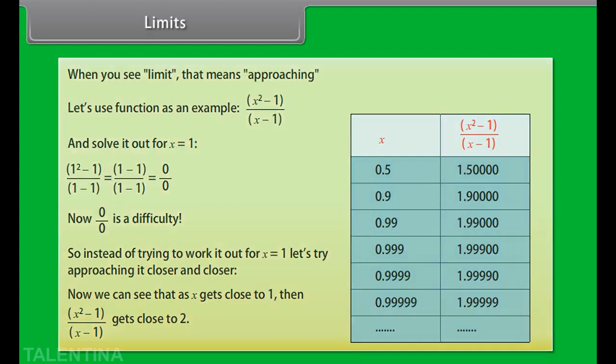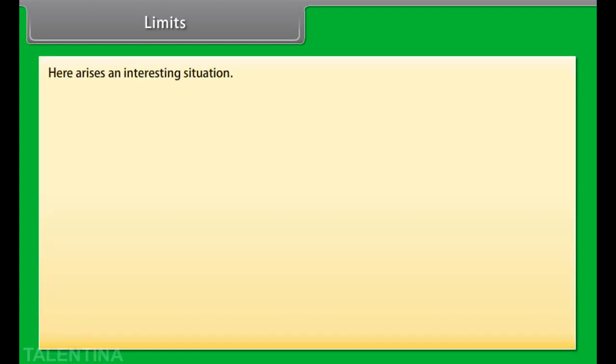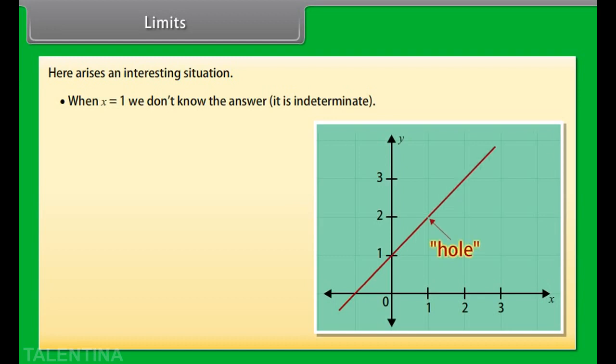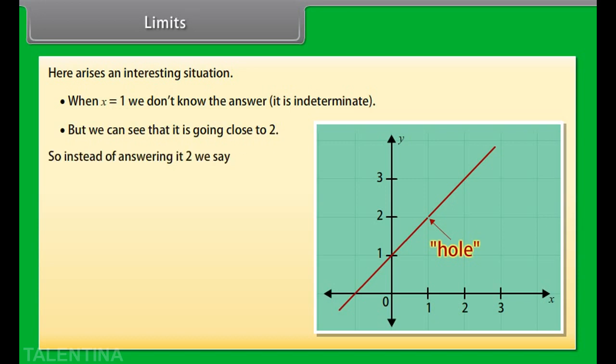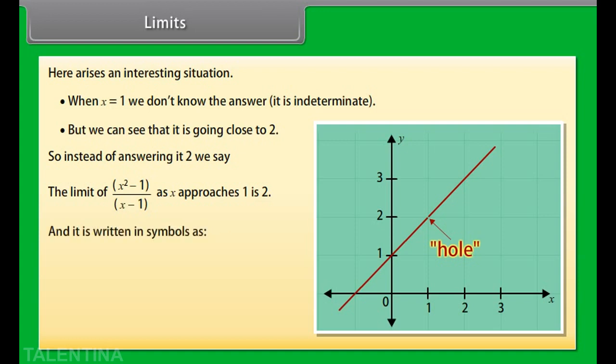Now we can see that as x gets closer to 1, (x square minus 1) by (x minus 1) gets close to 2. Here arises an interesting situation. When x = 1, we don't know the answer. It is indeterminate, but we can see that it is going close to 2. So instead of answering it 2, we say the limit of (x square minus 1) by (x minus 1) as x approaches 1 is 2. It is written in symbols as limit x tends to 1 of (x square minus 1) by (x minus 1) is 2. So we cannot tell the value at x = 1, but we can say that as we approach 1, the limit is 2.